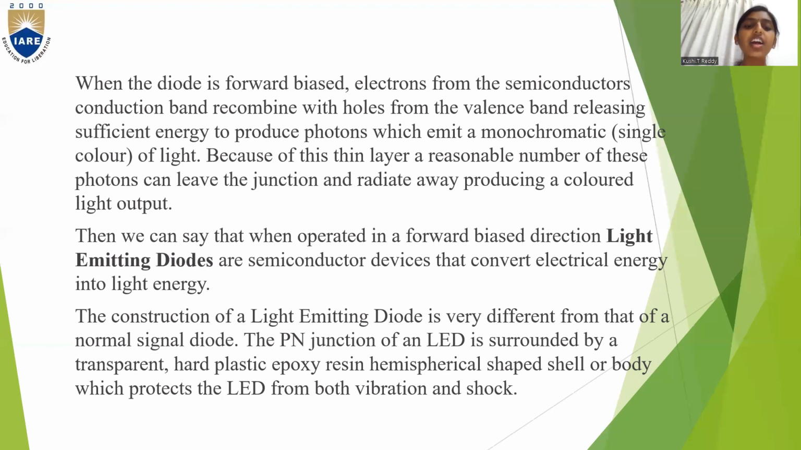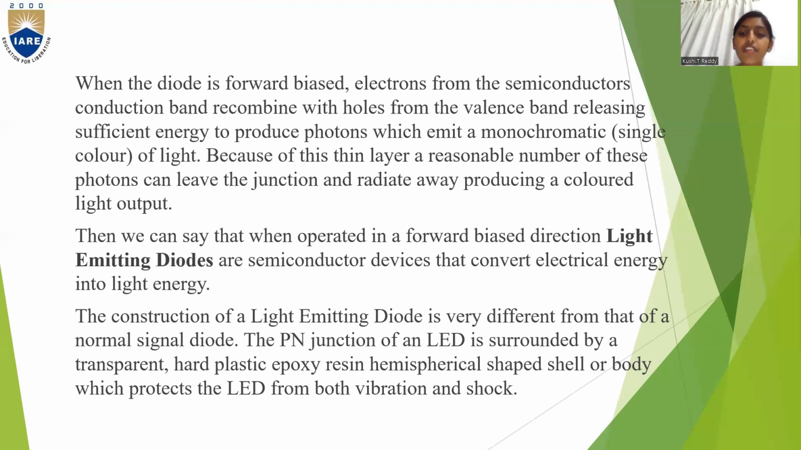Then we can say that when operated in the forward bias direction, light emitting diodes are semiconductor devices that convert electrical energy to light energy. So LEDs always convert electrical energy to light energy. You also know there is another type of diode called a photodiode. A photodiode converts light energy into electrical energy, whereas a light emitting diode, that is LED, converts electrical energy into light energy.